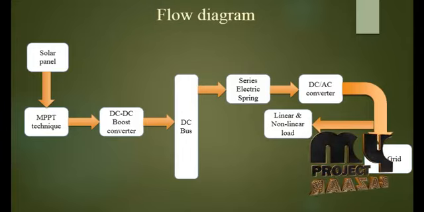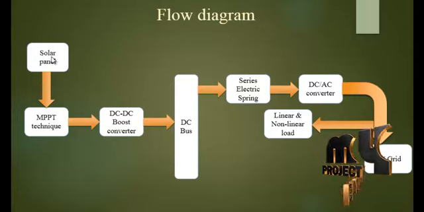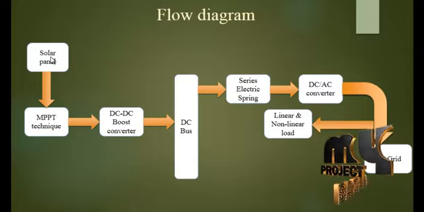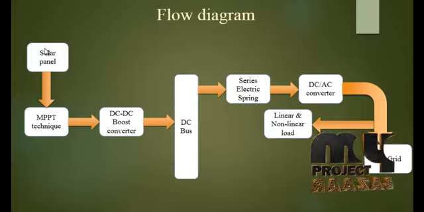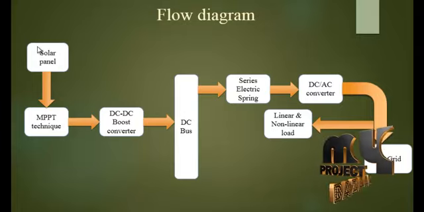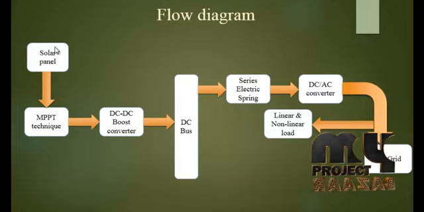Now we are going to discuss the flow diagram of our project. First we see the solar panel. The solar panel input is irradiance. For example, we can take 100, 500, or 800 irradiance. We can use different irradiance levels for the solar panel. The solar panel gives a DC power output.